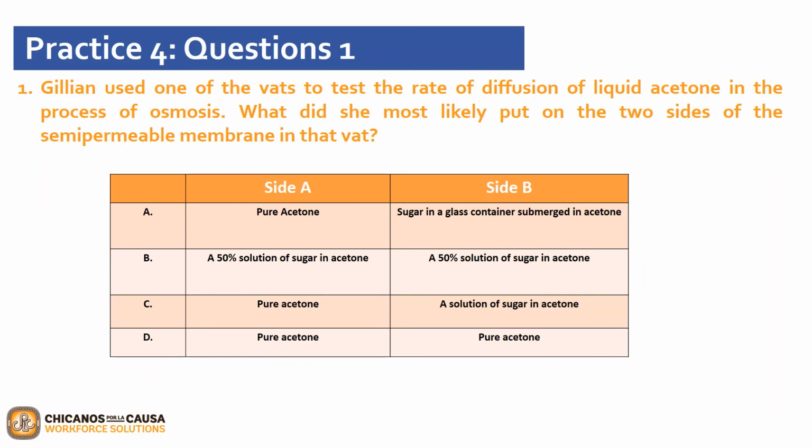The passage itself stated that during osmosis, a liquid moves from a place where there is a higher concentration of dissolved material to where there is a lower concentration of dissolved material. Thus, to test the rate of osmosis of a liquid, Gillian would want to put that same liquid on two sides of the vat, with more dissolved material on one side than the other. Therefore, the only choice that describes this is answer C.